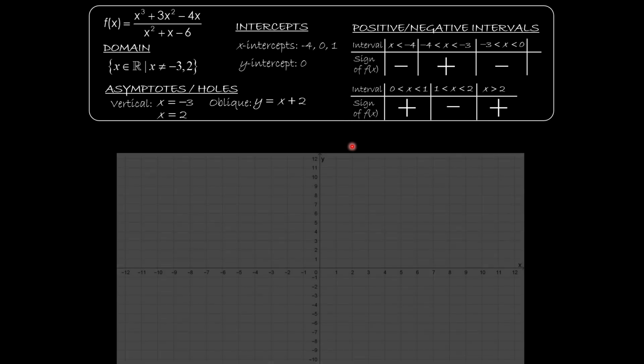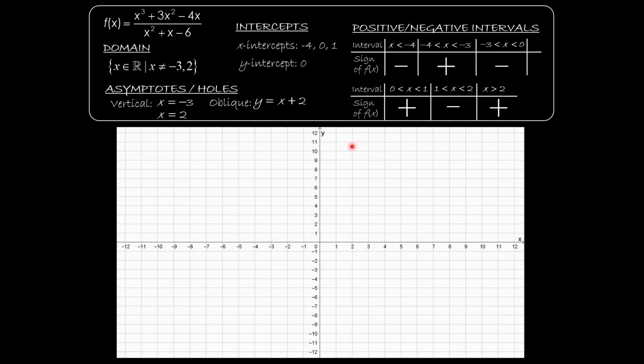So here we go. Let's finish up with our actual sketch. Let's get some of this information here on our graph. And we'll start with our x-intercepts of -4, 0, and 1. So -4, 0, and 1, those are our x-intercepts. Our y-intercept of 0 is already plotted because it's also an x-intercept. And we have some asymptotes, a vertical asymptote at -3 and a vertical asymptote at 2.